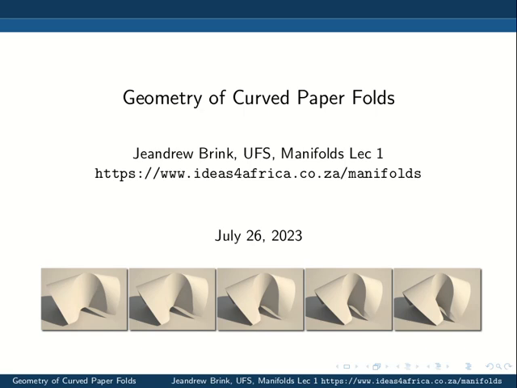Okay, so I'm going to start as an introduction to looking at manifolds, start looking at how some of the results were derived for the geometry of curved paper folds. So what I'm going to do is basically just review what we know about lines and surfaces in 3 dimensions, and then look at the specific type of surface that is applicable to the paper folding.